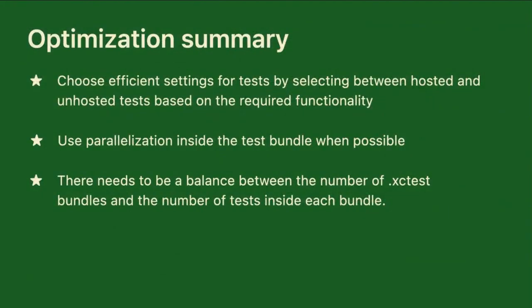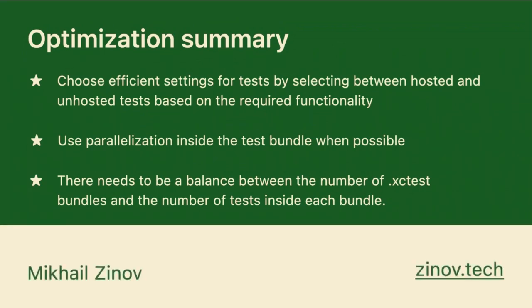And in summary, first, choose efficient settings for testing by selecting between hosted and unhosted tests. It's actually quite important. Then use parallelization inside the test bundle when it's possible. And we need to balance the number of xctest bundles and the number of tests inside each bundle. And that's all from my side.